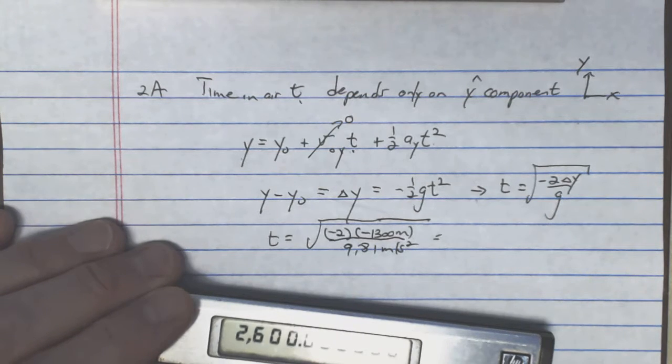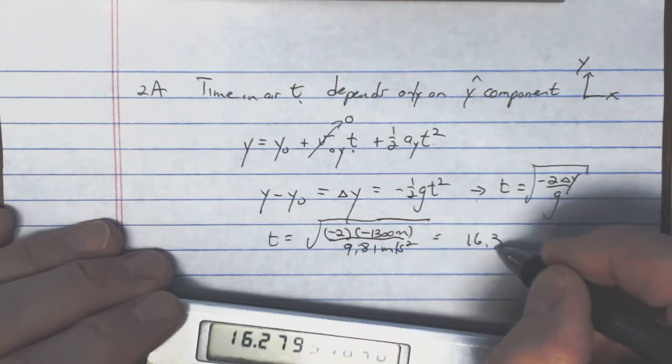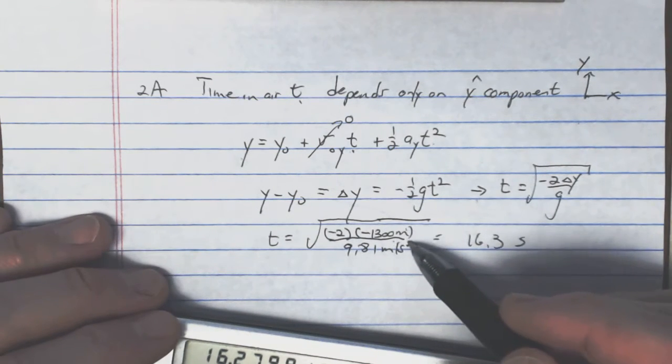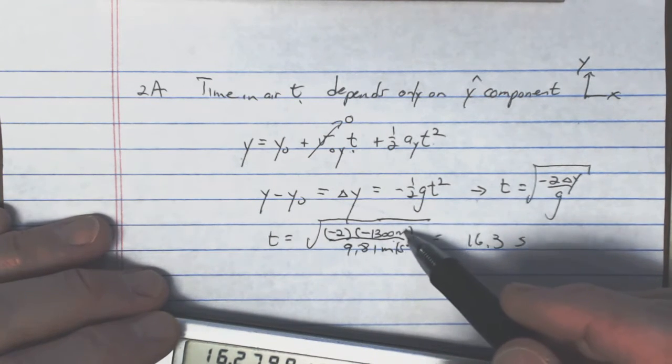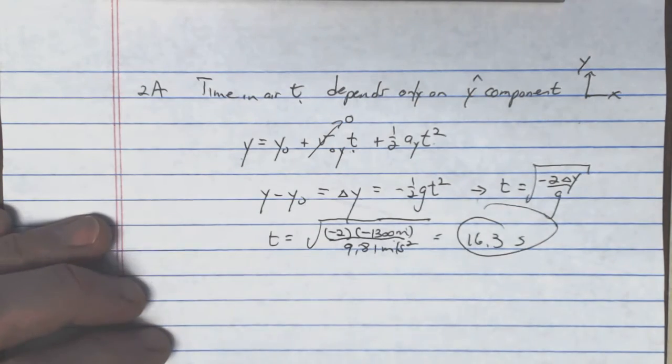2 times 1,300 divided by 9.81, square root, equals 16.3. If I want to keep 3 significant figures, units will be seconds. The meters cancel out. 1 over second squared becomes second squared. Square root becomes seconds. And don't forget to circle your answer.